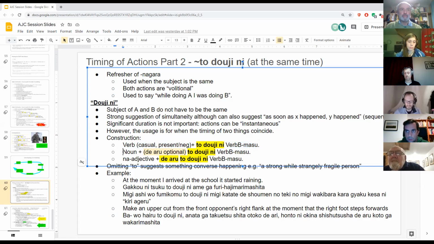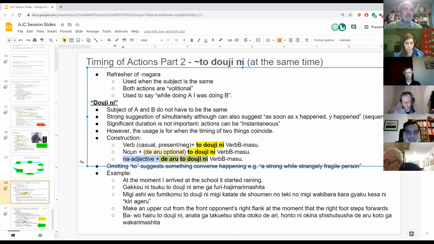Same thing with nouns, really. You don't need this de aru. You can put it in if you want to. It doesn't really make any difference. But it's the noun plus to doji ni. And then na adjectives, we just have to remember this is an exceptional case. Na adjectives are plus de aru to doji ni. Okay, let's try and keep our minds on this because you will be tested on this later this evening. De aru to doji ni.